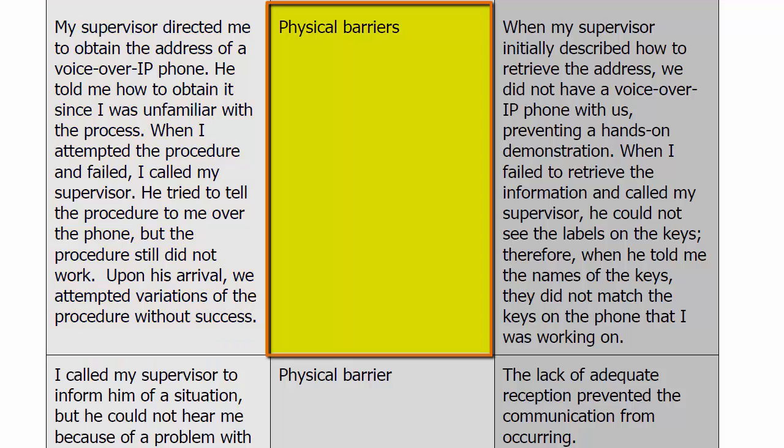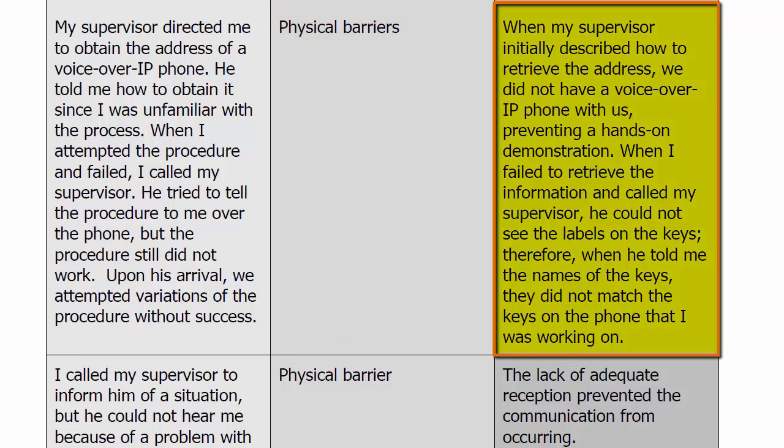Barry identifies that this attempt at communication was inhibited by what he calls physical barriers. He's identified the inhibitor. And then over on the right, he justifies his selection of physical barrier by writing, "When my supervisor initially described how to retrieve the address, we did not have a voice-over IP phone with us, preventing a hands-on demonstration."